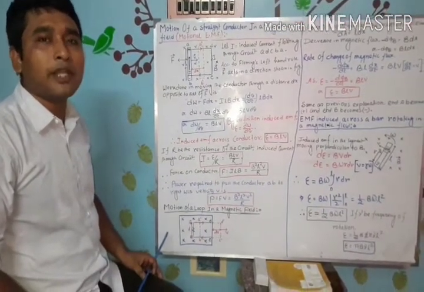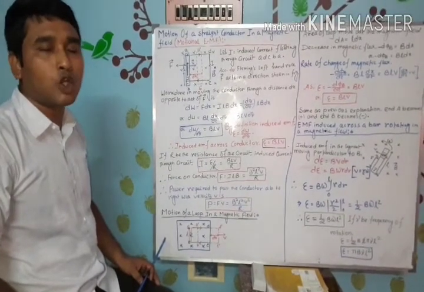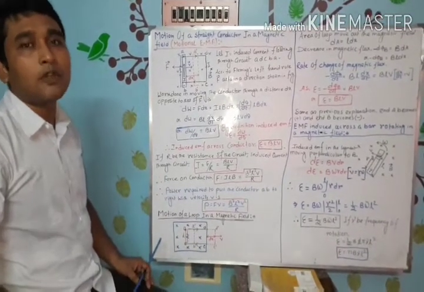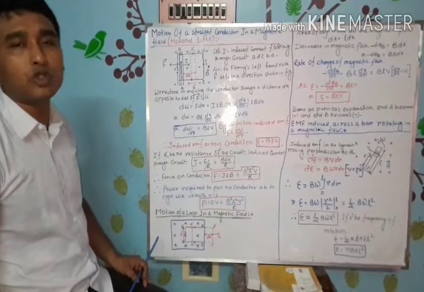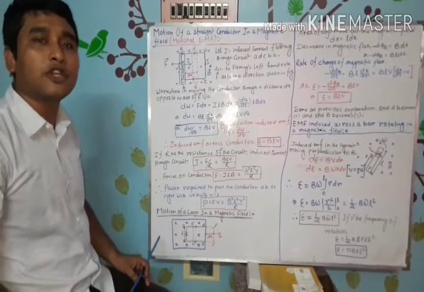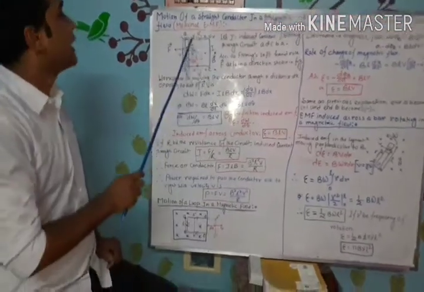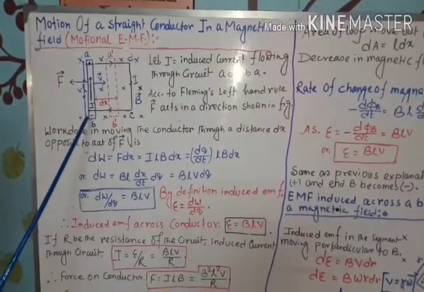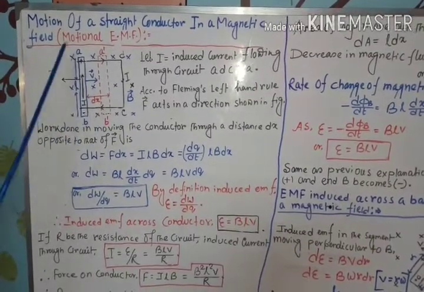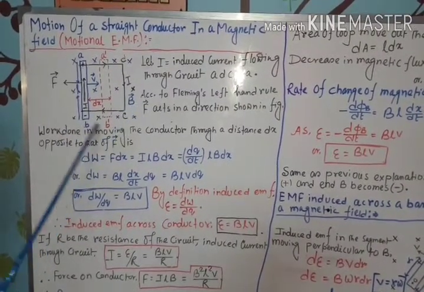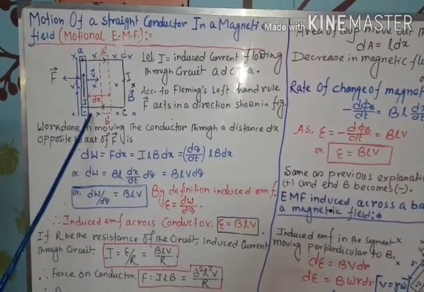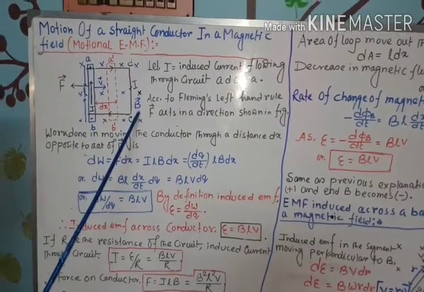Whenever an EMF is generated across a conductor or loop due to its motion over a magnetic field, it is known as motional EMF. First, we want to derive an expression for motional EMF across a straight current carrying conductor which is moving over the magnetic field. Now see the situation. Here we consider a straight conductor AB of length L moving with a velocity v over the magnetic field. Here the magnetic field B is perpendicular to the whiteboard and directed inward, which means the motion of the conductor occurs perpendicular to the magnetic field.